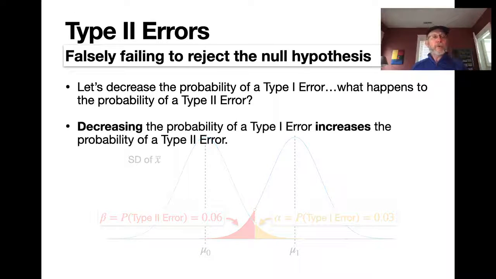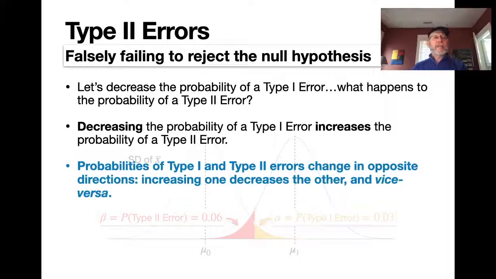And that's generally true. Decreasing the probability of a type 1 error increases the probability of a type 2 error, and vice versa. In other words, probabilities of type 1 and type 2 errors change in opposite directions. Increasing one decreases the other.